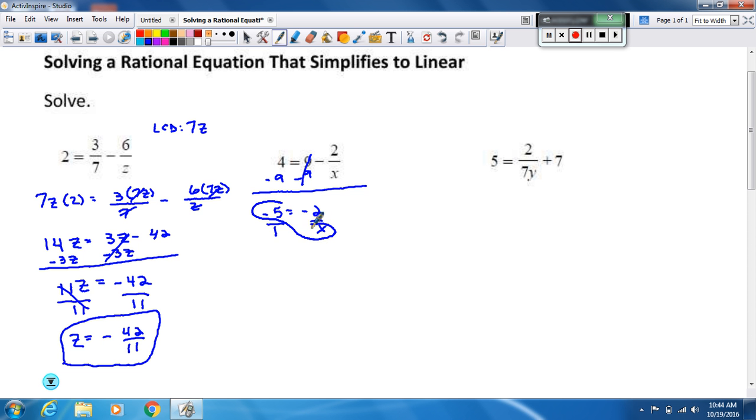So negative 5 times X is negative 5X. Bring down the equal sign. 1 times negative 2 is negative 2. I divide both sides by negative 5. Multiplication and division cancel. X equals a negative on the top, cancels with a negative on the bottom. X equals 2 over 5.